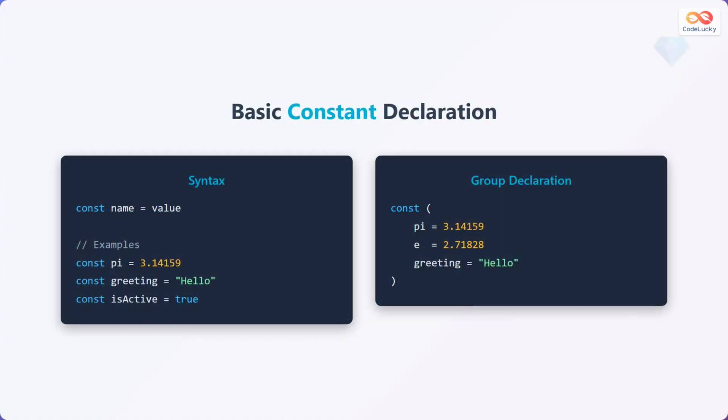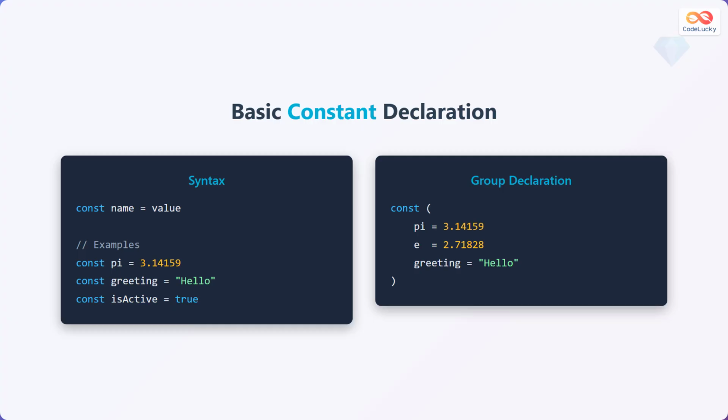Here is the basic syntax for declaring constants. To declare a constant, you use the keyword const, followed by the name of the constant, an equals sign, and the value you want to assign to the constant. For example, const pi = 3.14159. const greeting = "hello". const isActive = true.